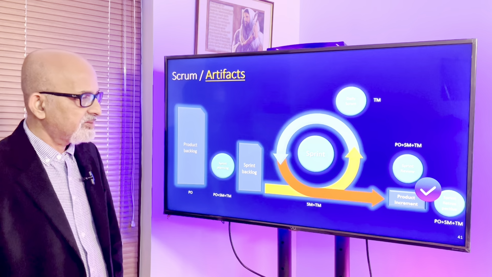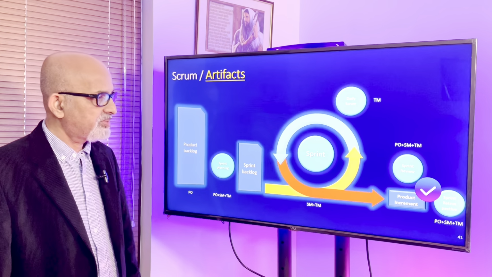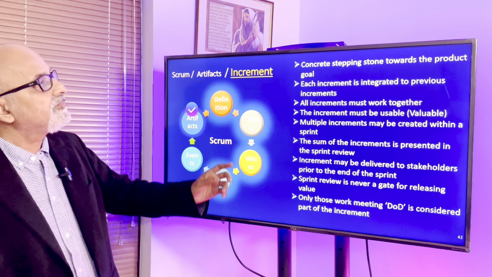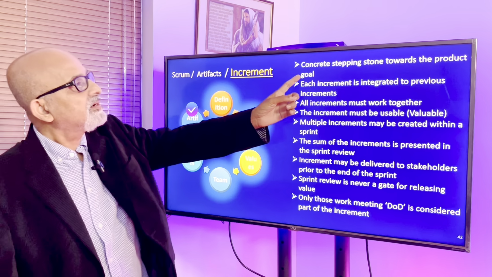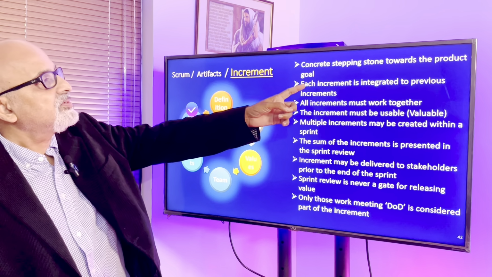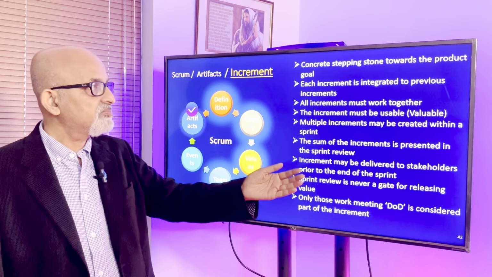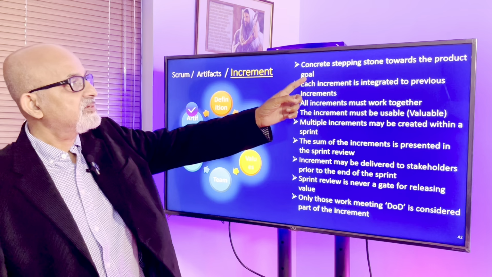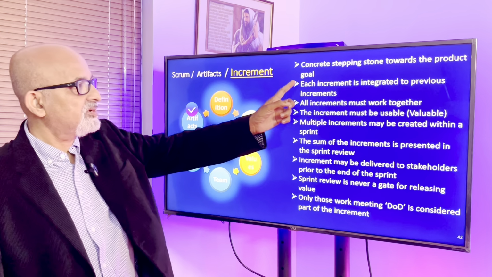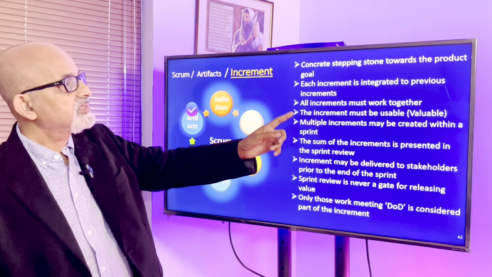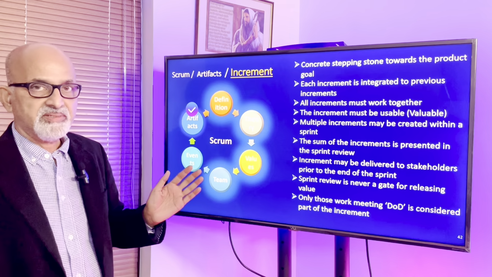Then the product increment, which is the output of the sprint. Concrete stepping stone towards the product goal. So at the end of the sprint, an increment of the product is built. That's why we are saying it is a concrete stepping stone towards the product goal. Each increment is integrated to previous increments.